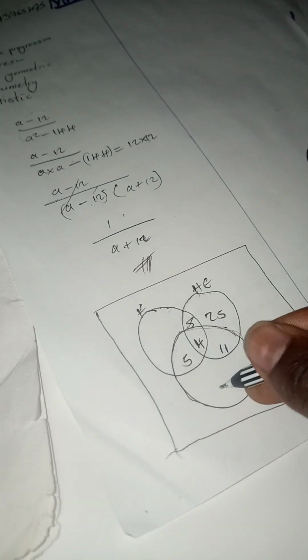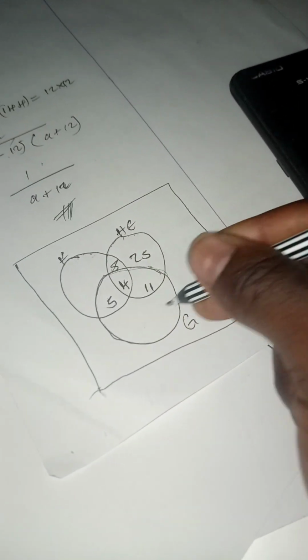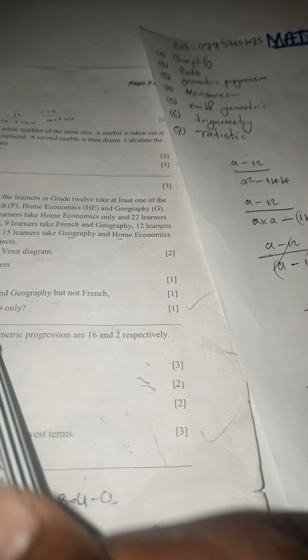What of 22? What do they do? So we are saying that 22 learners take geography only. Where's geography? We are saying that only, meaning they don't take any subject but geography. So 22 is here.